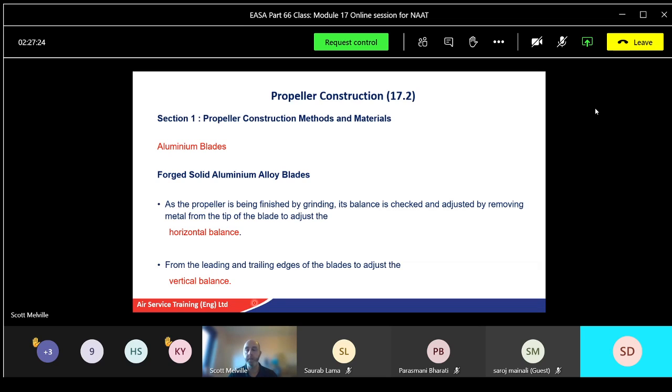So these are worth highlighting. If you want to check the horizontal balance, it's from the tip. If you want to check the vertical balance, it's from the leading and trailing edges. Again, potential questions from either of those ones, so worth highlighting there, guys.